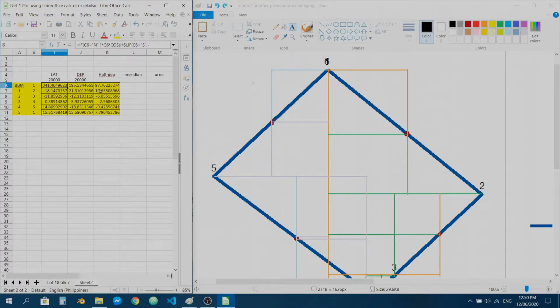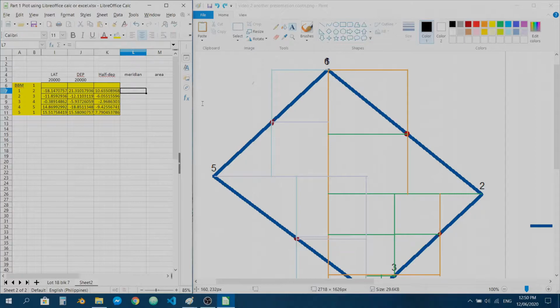For line 1 to 2, our half depth, let me just correct this, since point number 1 is not included in our computation, but at least line 1 to 2. Do you remember that this portion represents the tie point and the tie line that leads to point 1 of our polygon? So much for that.